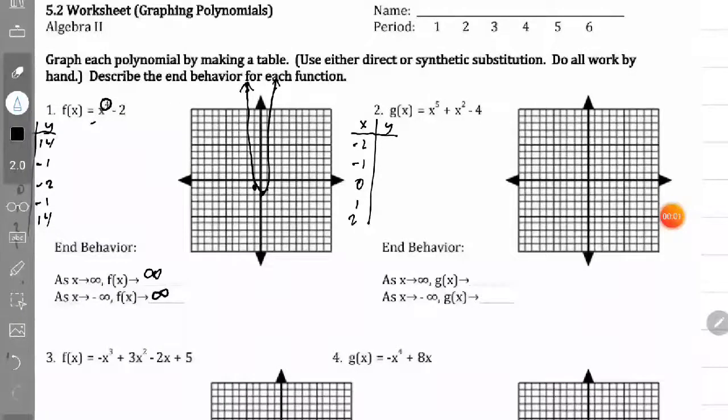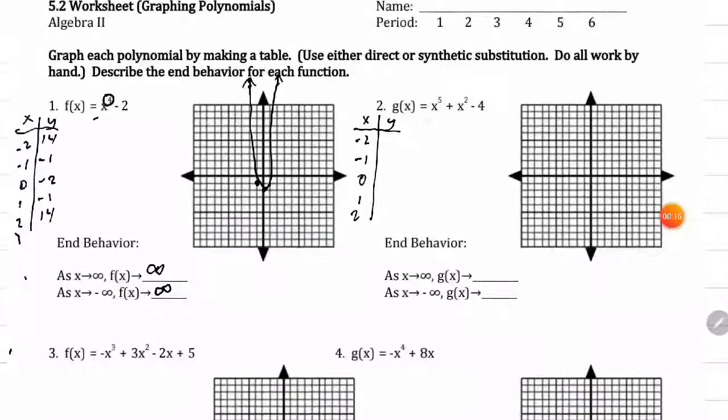Alright, so g of x equals x to the 5th plus x squared minus 4. You can still use direct or synthetic substitution for this one. I'm going to use synthetic just to show it off some more. So I'm going to still use the same values. Hopefully they work out well. So here we go.